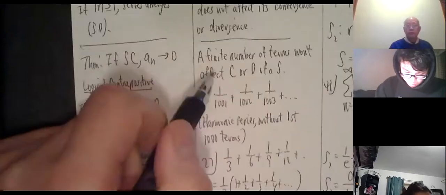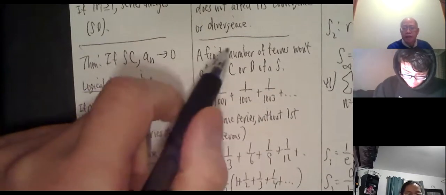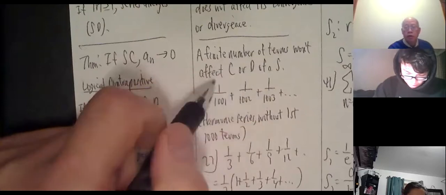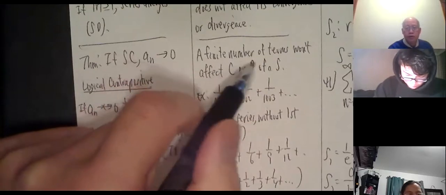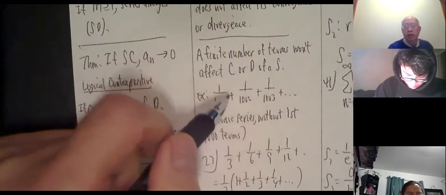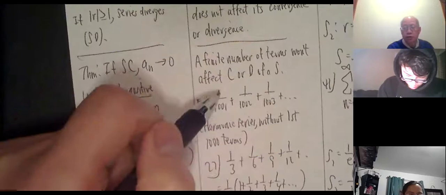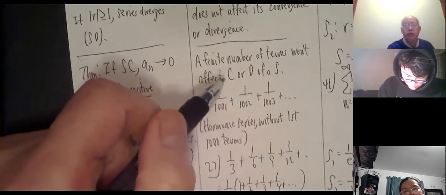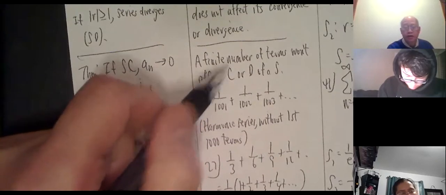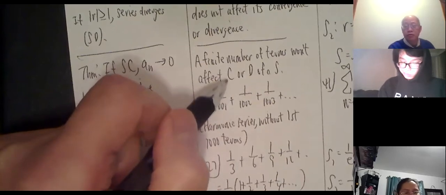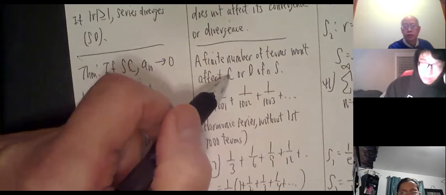Okay, something else. A finite number of terms that you throw out or put in won't affect convergence or divergence of a series. So if you're given a series, if you decide to put in a few extra terms, or we decide to throw out some terms, that will not affect convergence or divergence. Now, in the convergence case, it'll converge to a different number, but it'll still converge, period.